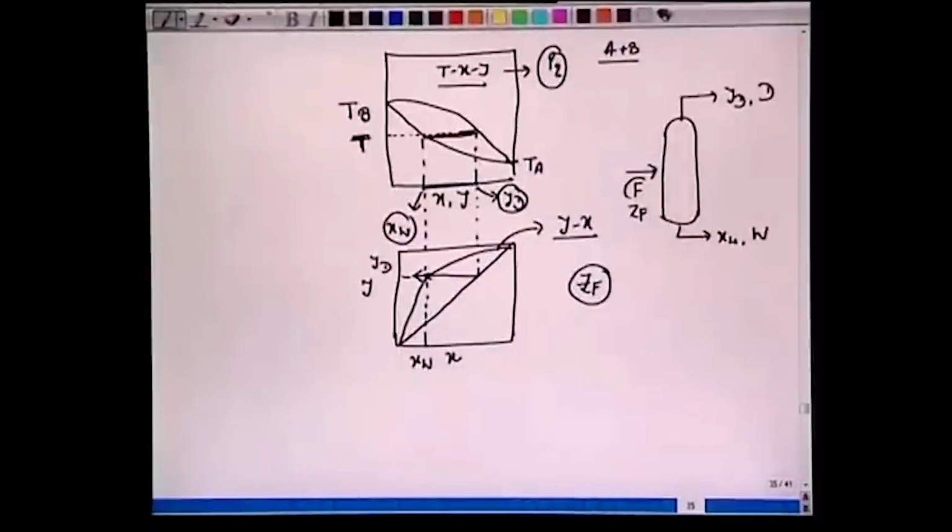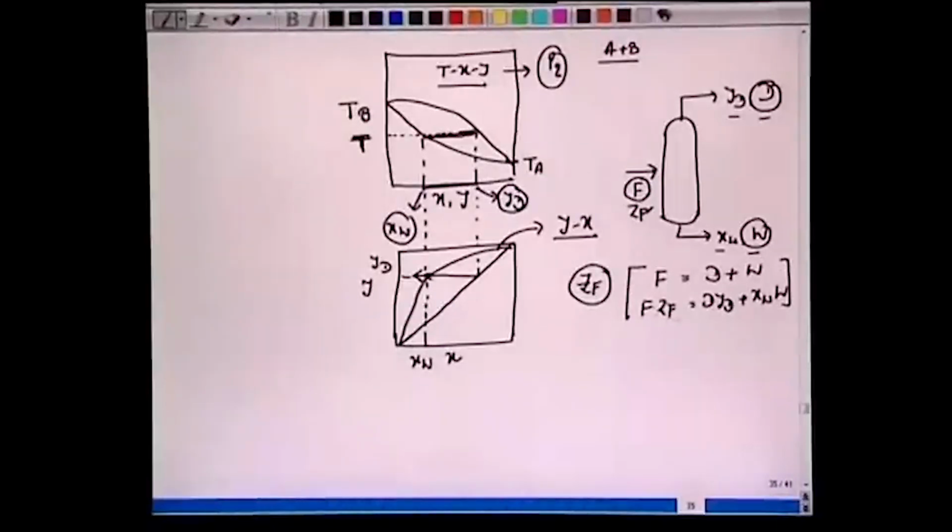Now look at this mixing rule, F equals D plus W, this we did earlier, and we can also write F multiplied by ZF equals YD multiplied by D plus XW multiplied by W. So, F equals D plus W, and F ZF equals D YD plus XW into W. Now again we are applying the mixing rules, which means if we fix the coordinates of D and W, the coordinate of feed F will be on the straight line lying between D and W. From this one can show that minus W by D equals YD minus ZF over XW minus ZF.